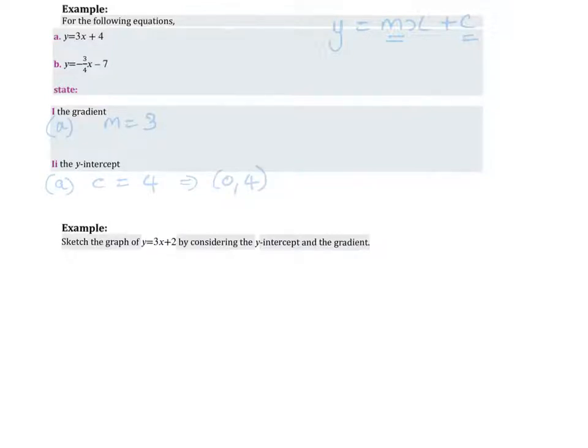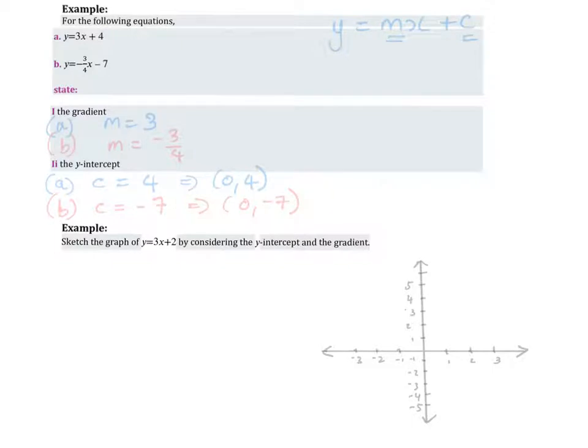What about the next equation there? The next equation, y = -3/4 x - 7. Well, again, the m value or the gradient is in front of the x. So m is equal to -3/4. What is the y-intercept for that one? Well, it's the bit at the end. Now, don't forget that negative value. So it is a negative 7. And as a coordinate, it is (0, -7).